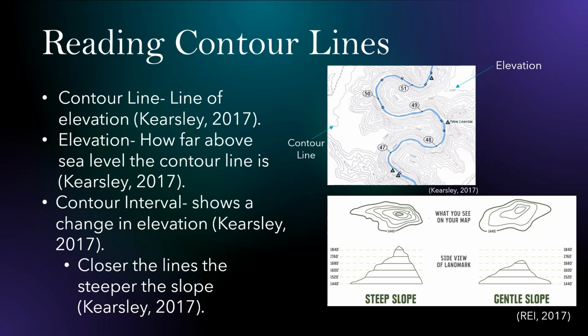As we can see in the example, the contour line is at 5,300 feet, and we know feet because of the singular apostrophe mark. Then we have the contour interval. Kearsley states in the San Juan River Guide that the contour interval for this map is 100 feet. Contour intervals are lines that show a change in elevation.